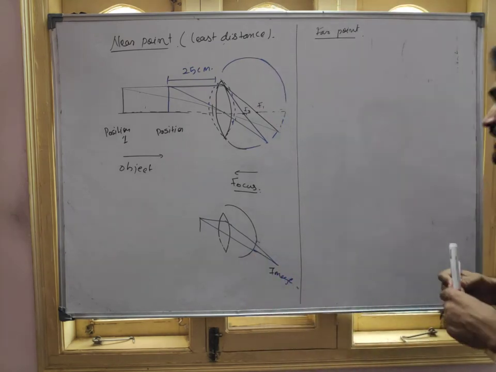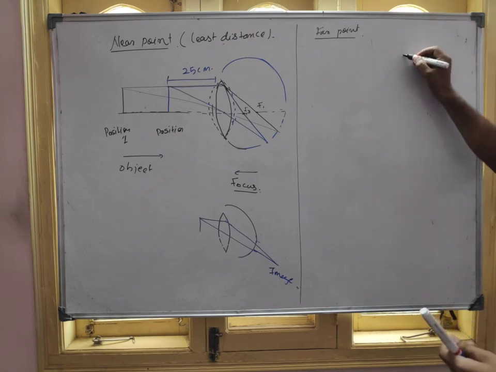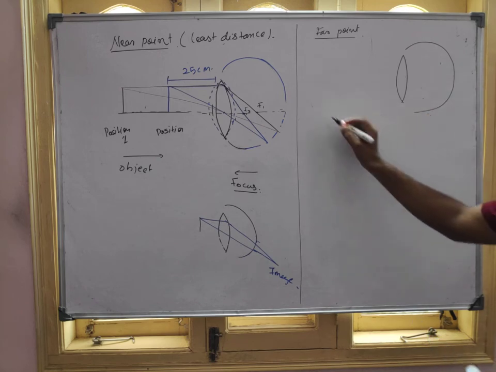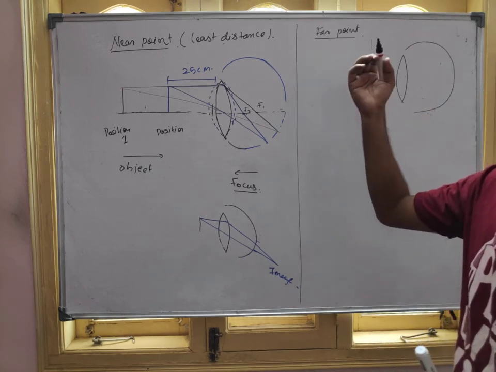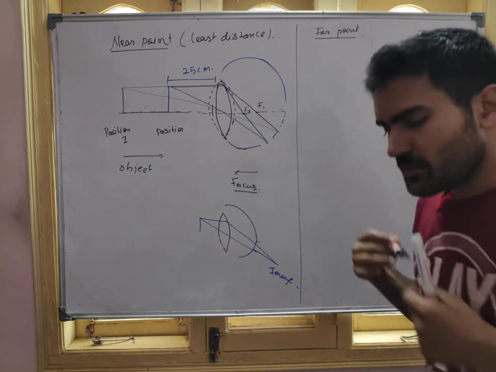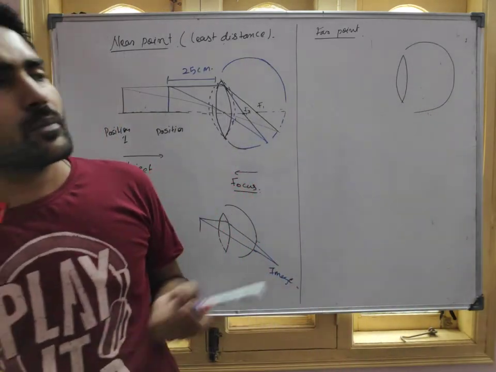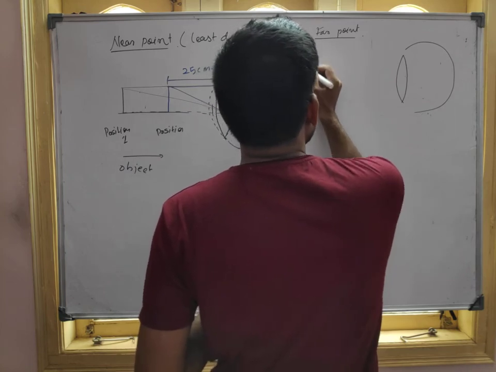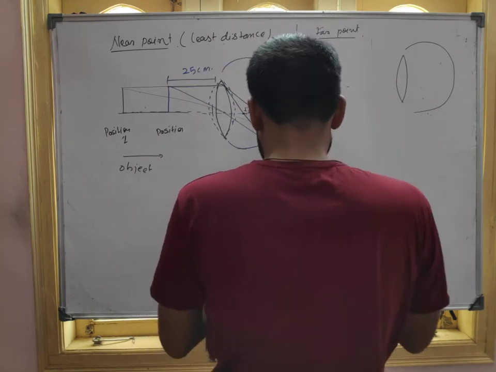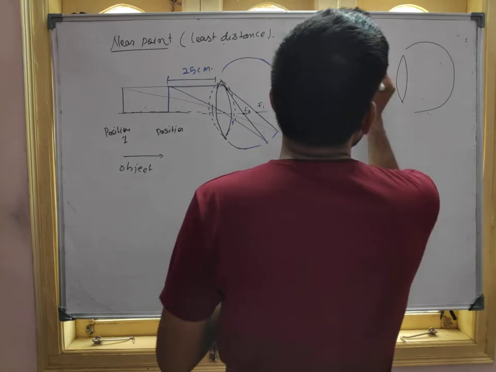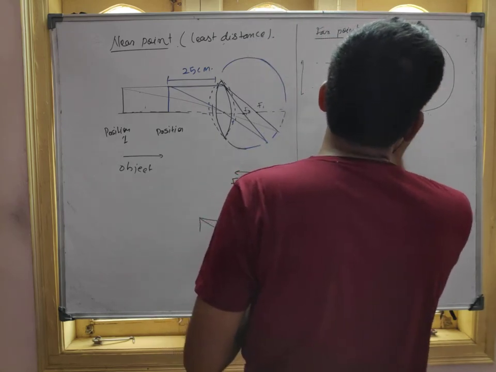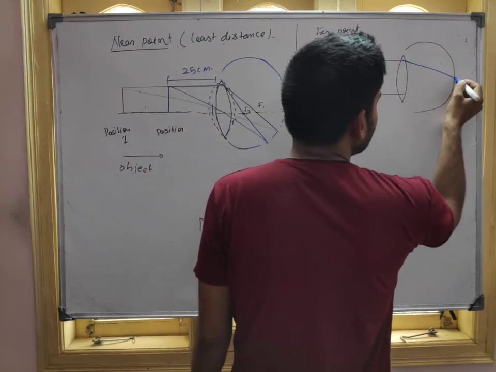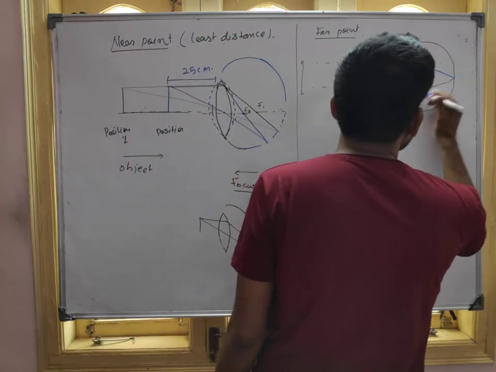Okay. See, whenever there is a far point, the lens will become very thin. We know that whenever light comes parallel to the principal axis, it will be focused at a point. So if we keep an object at infinity also, then the rays will become parallel. Rays will come parallel to the principal axis. Obviously they will get focused on the retina, like this.